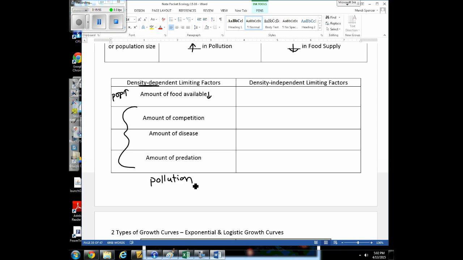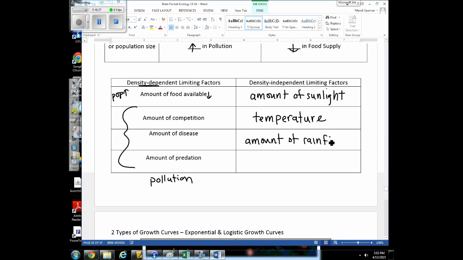So let's look at some density independent limiting factors. Even if the population goes up, that's not going to change things like the amount of sunlight that reaches an ecosystem. As the population goes down, that's not going to alter the temperature of the environment. Temperature would be considered density independent. The amount of rainfall, and any natural disasters.